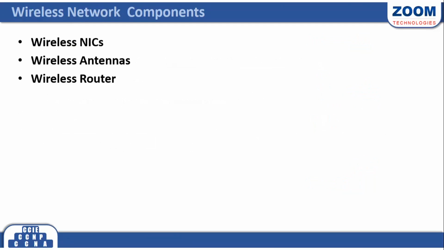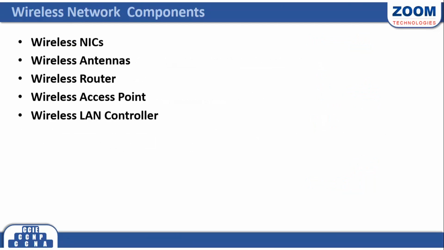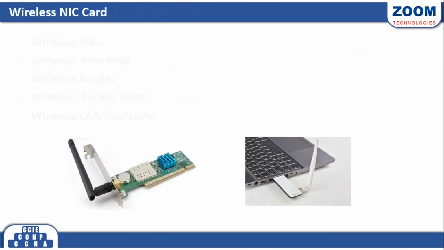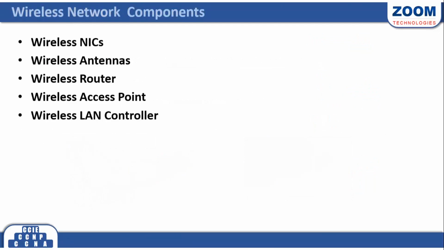Then what type of components do you have in wireless networks? Wireless NIC cards, wireless antennas, wireless router, wireless access point, wireless controller, LAN controller. These are all different types of components you can use in a wireless network. Wireless NICs are used basically for desktops.